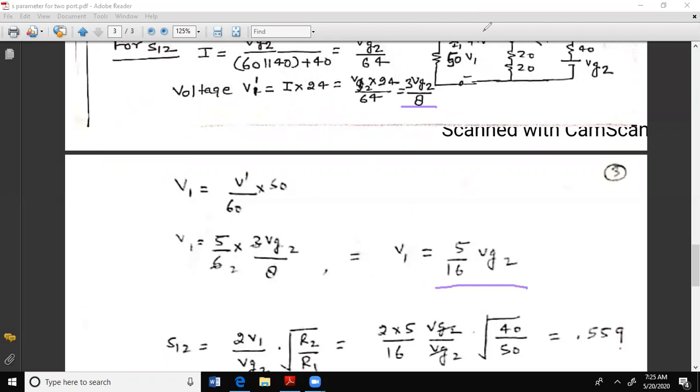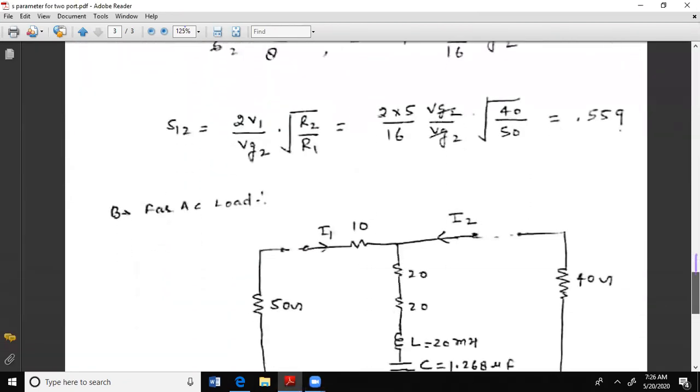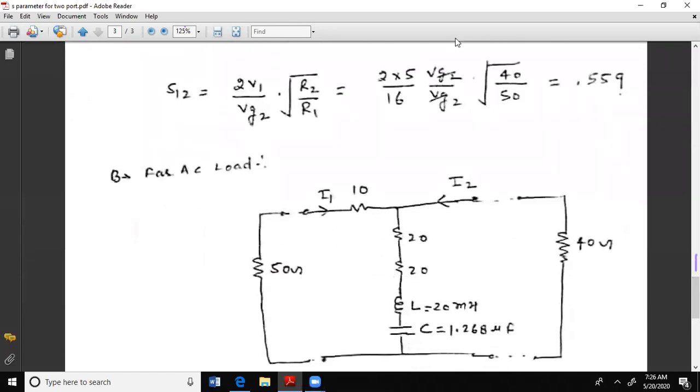So the coefficient S12 is now equal to, using the formula, 2V1 by Vg2 into the square root of R2 by R1. After putting these values in the formula, this is approximately equivalent to 0.559. We will verify all these results in the next lecture. Interesting how the S parameter is varying.